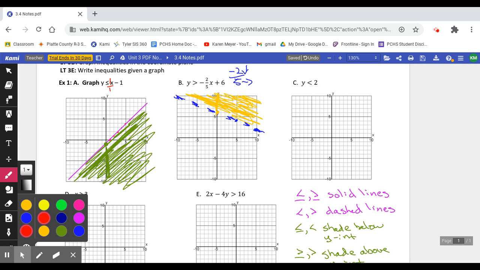Okay, next one. Hopefully you put on the brakes and you think, oh, this doesn't have both letters, so it can't be a diagonal line. If it only has one letter, I've got to go back to HOVUX. And this one has the y, so everybody should be thinking HO, which means it's a horizontal line. So I'm going to go find 2 on the y. This one doesn't have the or equals to, so that means it's got to be a dashed line. So put in our dashed line horizontally. Boom.